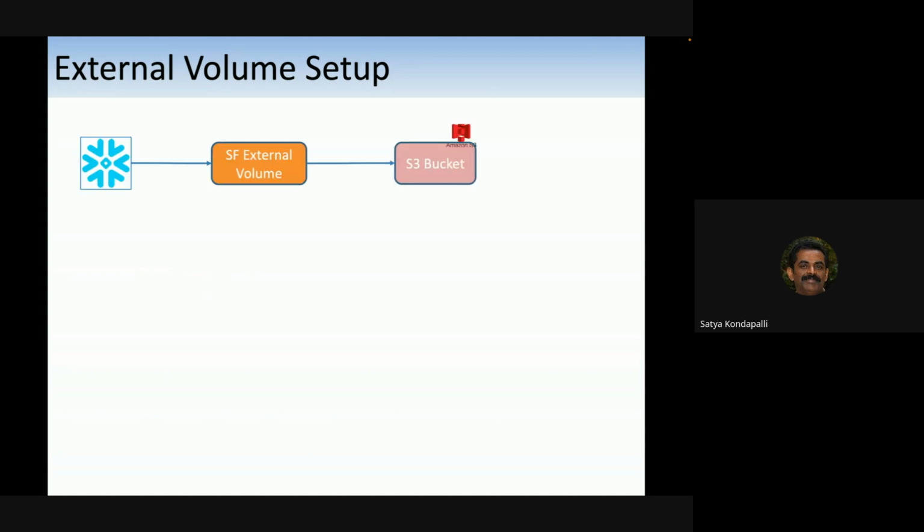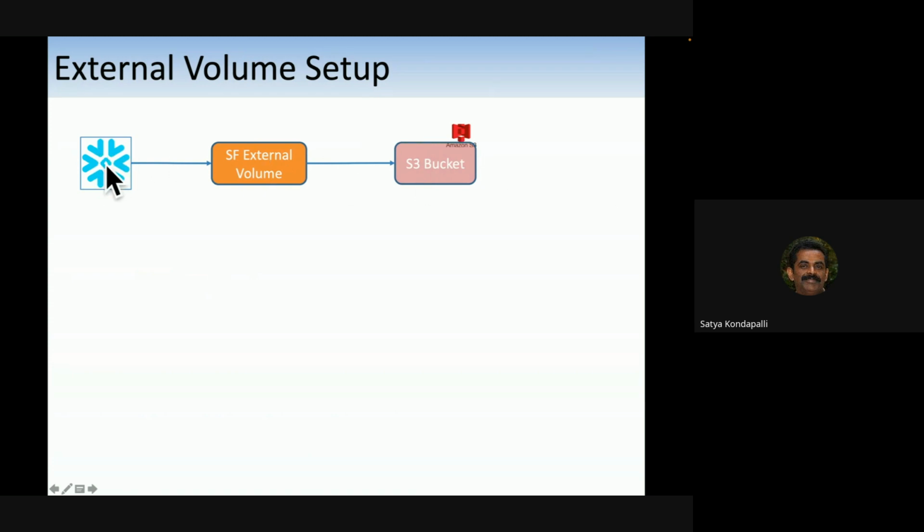So on Snowflake, what is the first thing we need to do? If you go back to our architecture, you have storage. Snowflake is an engine, and Snowflake has its own storage. But now you want to connect your storage to your Snowflake account. That means you have to do a handshake. For that, we create an external volume. An external volume is an object connecting your Snowflake account to your S3 bucket.